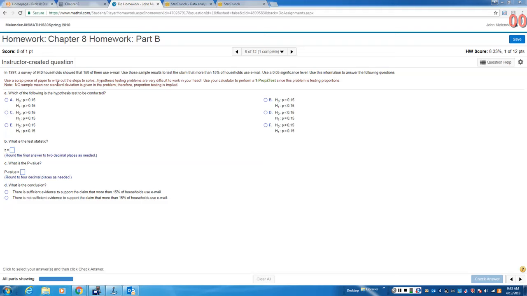Okay, so now, again, like they tell you, we want to use scrap paper in order to figure this out. That's important. When you get to the final exam, even though they're not going to ask you to write the null and alternative hypothesis, it's going to be important for you to figure out the rest of the problem. So now, look for the claim. It says, test the claim that more than 15% of the households use email. More than 15, that's an inequality, and therefore it goes into the alternative.